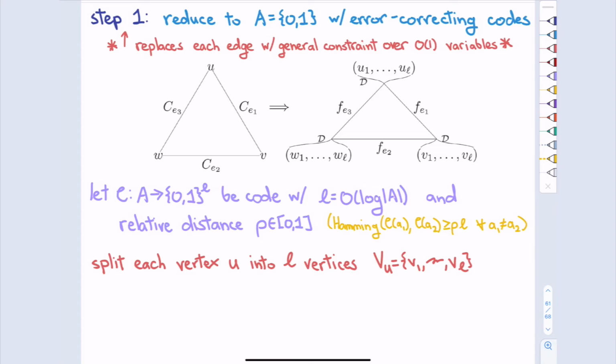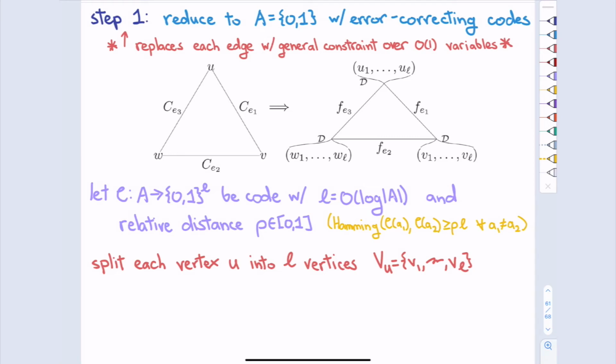So, I drew a triangle with 3 constraints just for illustrative purposes. Of course, there are more constraints and more edges out there. But the first step is we make some kind of error correcting code, from my alphabet to {0,1}^L, where L should have size logarithmic in the size of the alphabet, with some constant relative distance. That will follow from our error correcting code lecture from a long time ago.